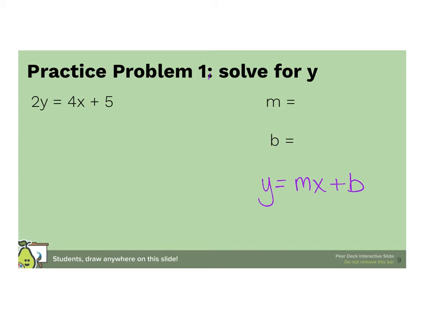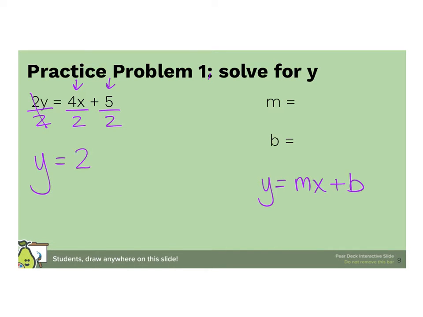But look at this. The x and the b are already on the second side of the equation. So I don't have to do the first step. I don't have to get rid of my x. It's already gone. I just have to get rid of this 2. So I'm just going to divide each term by 2. Now my y is by itself.